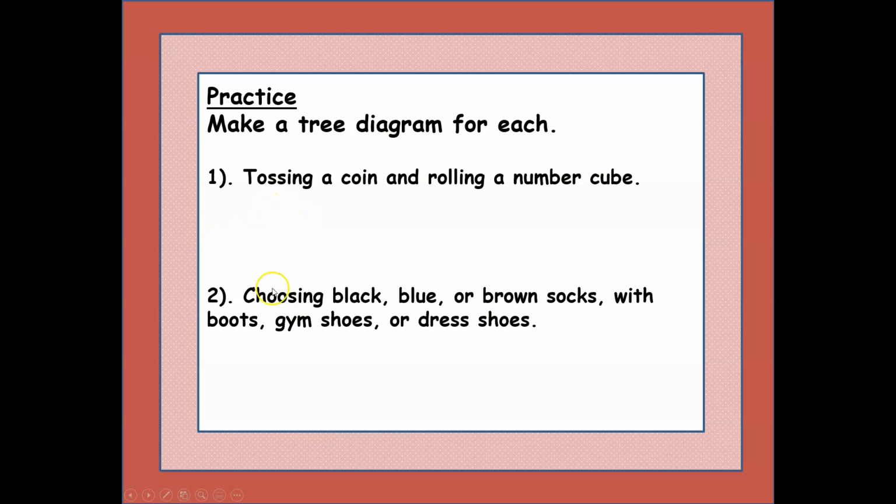So now I want you to try. Make a tree diagram for each: tossing a coin and rolling a number cube, and then choosing black, blue, or brown socks with boots, gym shoes, or dress shoes. I want you to do this one on your own, and then we'll go over this one together. So tossing a coin and rolling a number cube.